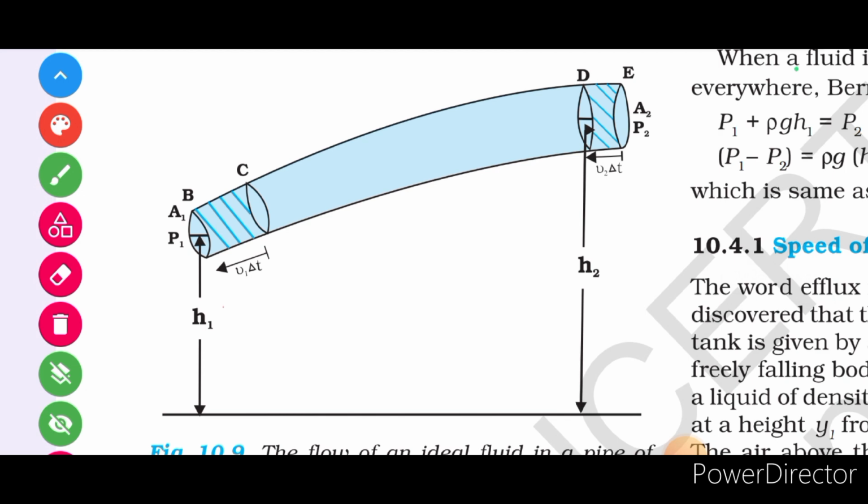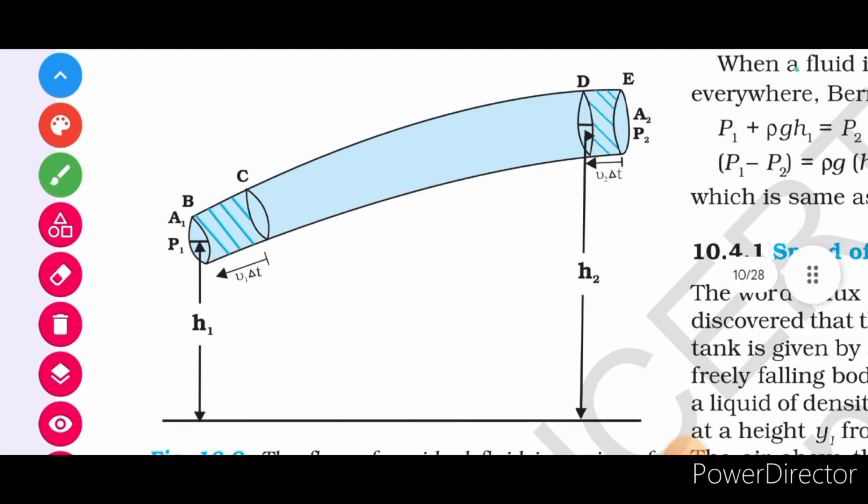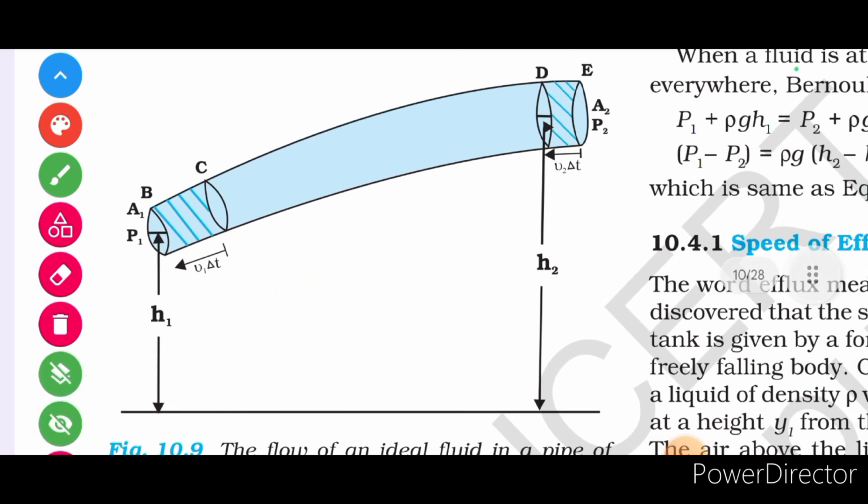What is distance? Distance is velocity multiplied by time. So it has moved in delta t time through this region, a distance v1 delta t. Now, how much volume has it swept in this delta t time? You know volume is area times length. So A1 is the area of cross section here, this part.